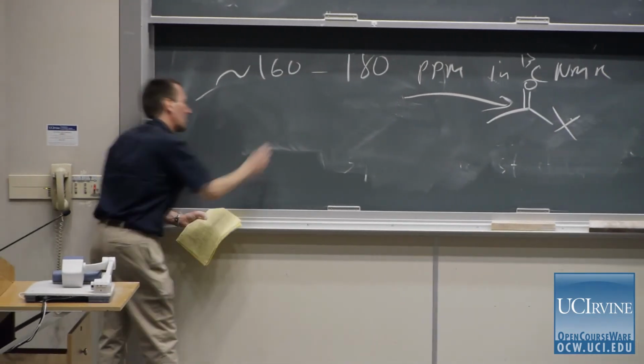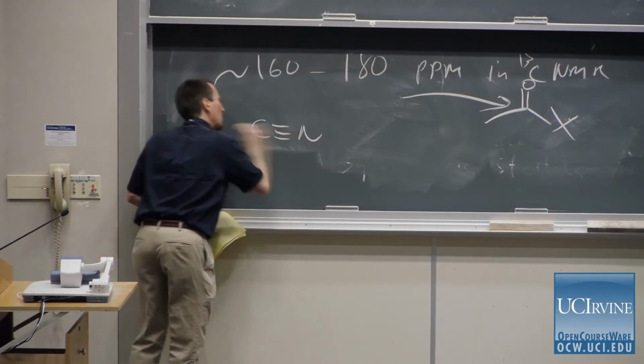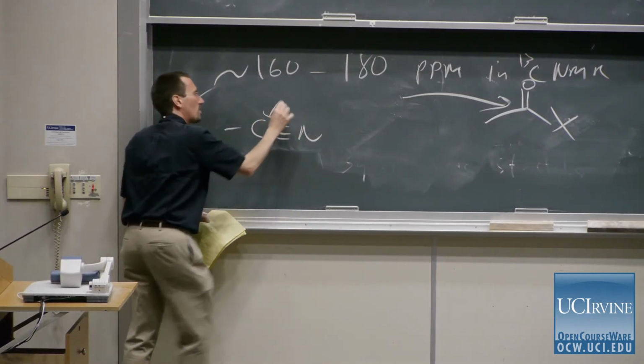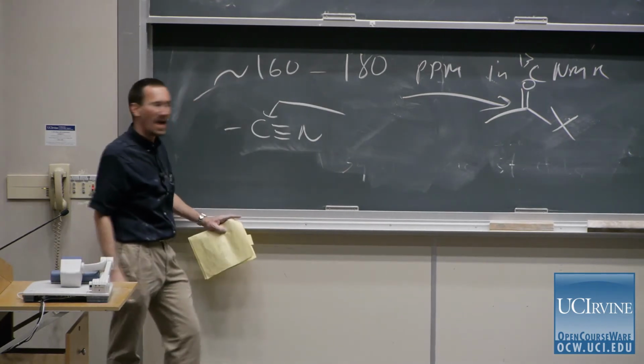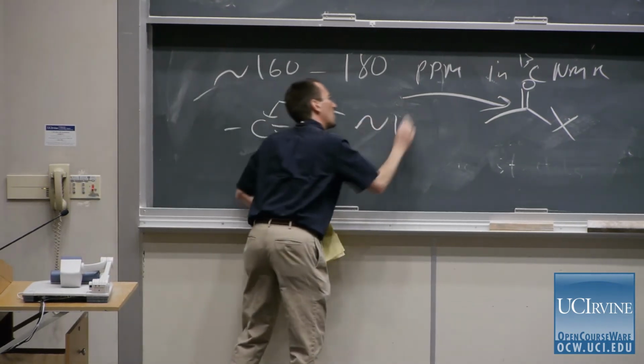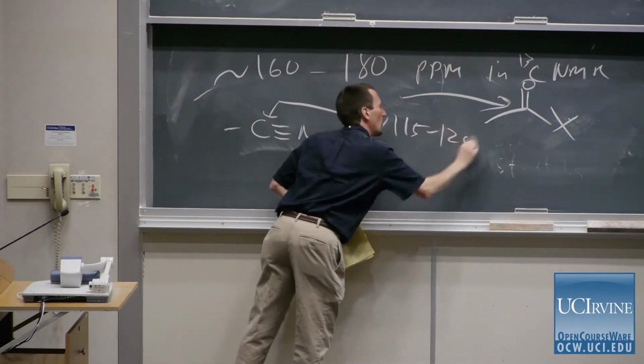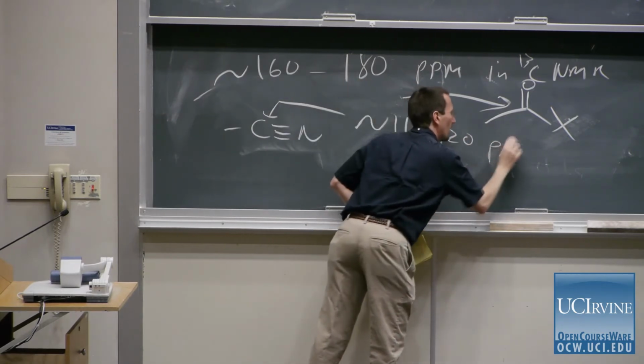And just for the sake of completion, I'll give you nitriles. You have a carbon-nitrogen triple bond. It's kind of like an alkyne, but you have an electronegative atom. So you're talking about 115 to 120 ppm.